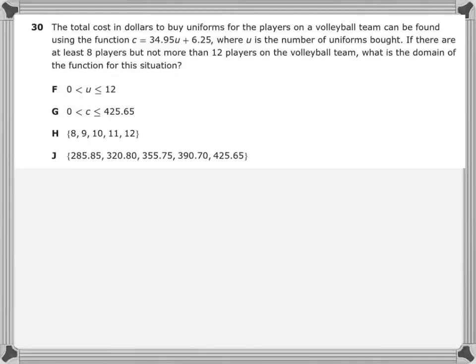Let's take a look at question number 30 from the May 2016 release version of the Algebra 1 STAAR test. So let's go ahead and read this problem.